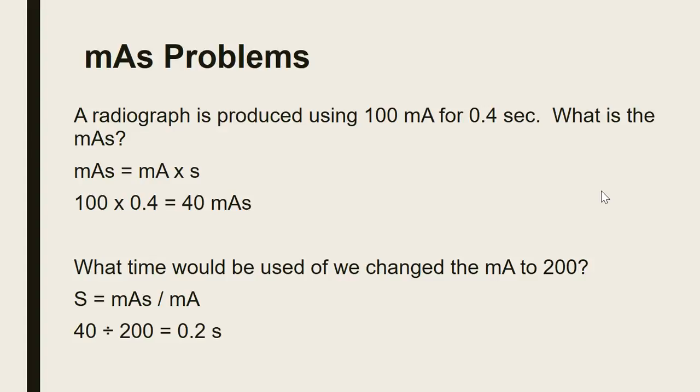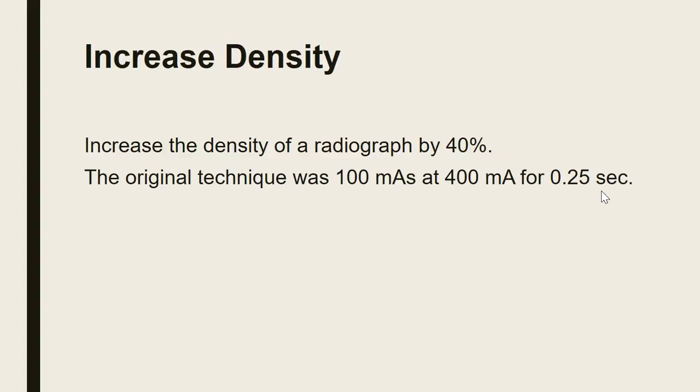It's just that simple. And even though it is that simple, you can get really confused if it's a word problem, which is what you will more than likely encounter, word problems, not just black and white fill in the blanks. So if we want to increase density of a radiograph by 40%, and when I said density is usually talked about with an increase or decrease, it is usually by a percentage. Now, the original technique was 100 mass at 400 MA for 0.25 seconds.